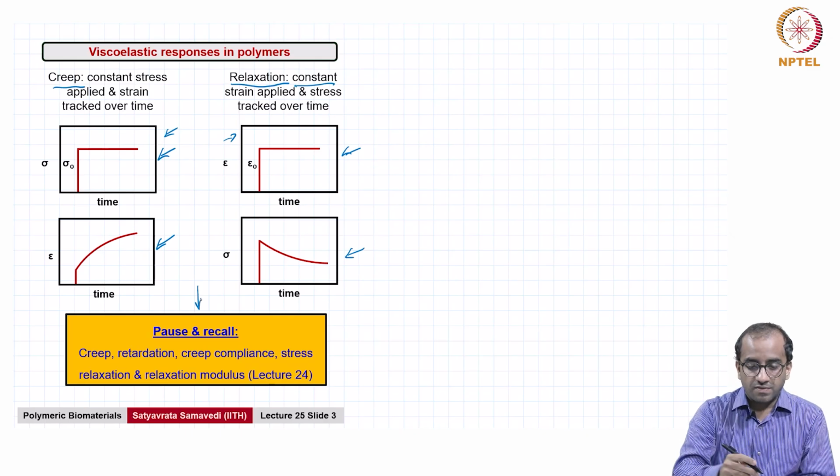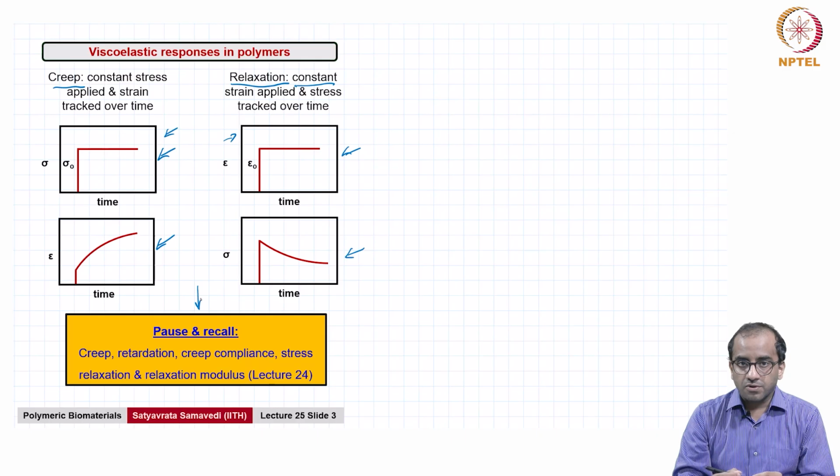We have dealt with this in far more detail in lecture number 24, where we looked at creep, retardation, creep compliance, stress relaxation and relaxation modulus. So, if you have not looked at that lecture yet, now would be a time to go back and look at it first before you look at this lecture. Our goal here is to develop models to capture the physics of creep and stress relaxation. Essentially we are asking, can we use fairly simple mathematical equations that can help us predict, at least qualitatively to some extent, the responses associated with creep and relaxation for polymers.